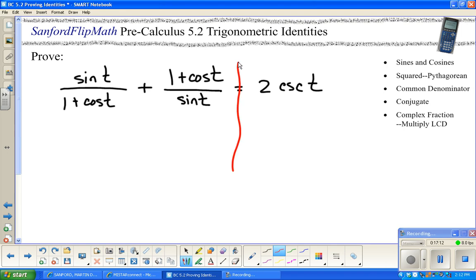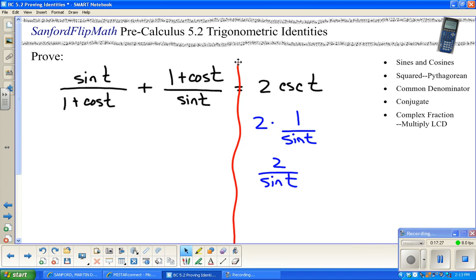Now, I'm still going to draw my line down the middle. And what I'm going to do is on the right side, I'm going to write this as 2 times 1 over sine t, which you might write as 2 over sine t. You don't need to. Okay, so I worked on the right side a little bit, and now I'm going to stop. I'm not going to multiply both sides by sine and cancel out anything. I'm just going to stop.